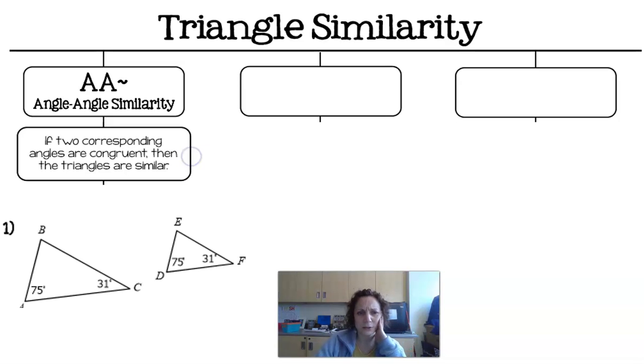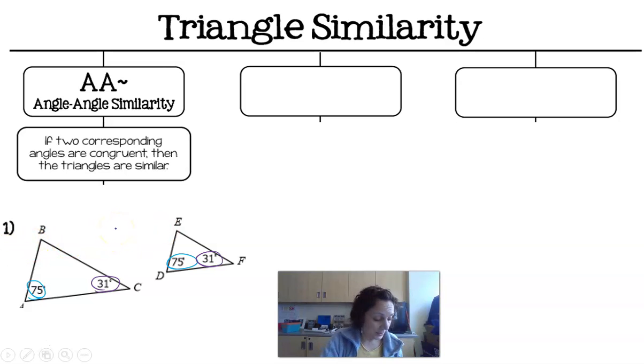Let's think about that. So look at this example. I have the 75 that matches, and I have this 31 that matches. And this theorem is telling me that's enough. You only need 2, doesn't matter. But we said, well, wait a minute, I thought all the angles had to be congruent for similarity. And that's true. But listen, if these 2 are the same, this third one doesn't have a choice.